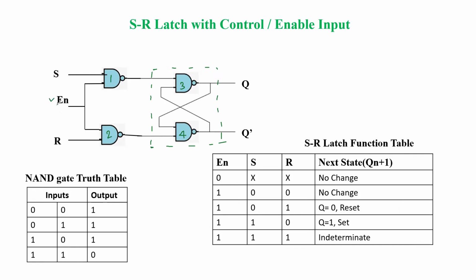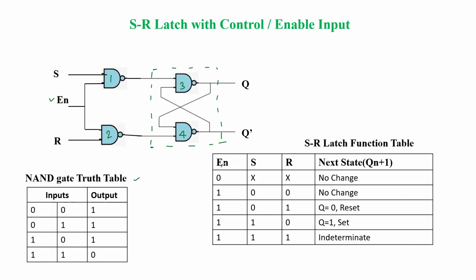So again it is the NAND gates. We have the table of the NAND gate for our reference. Same logic is here: if any input is 0, output will be 1. Now we'll understand this function table, which is also going to help us understand the flip-flop.